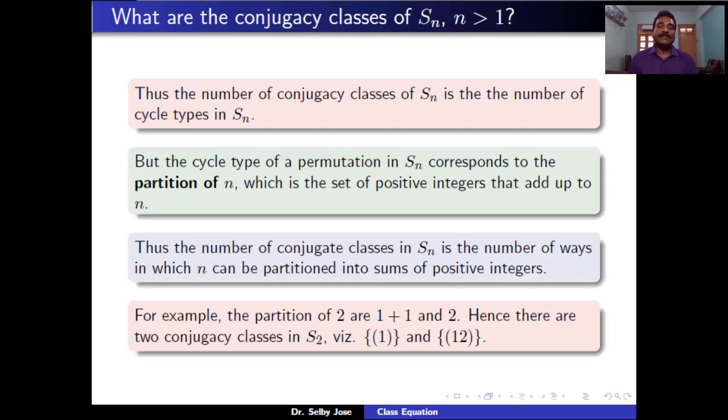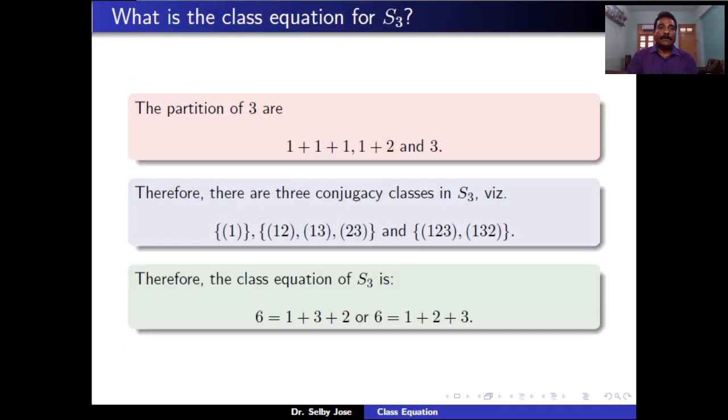For example, if N is equal to 2, there are two partitions of 2, namely 1 plus 1 and 2. Therefore, there are two conjugacy classes for S_2, namely the cycle type 1 plus 1 and the cycle type 2. That is clear. Therefore, the class equation of S_2 is 2 equals 1 plus 1. So, what is the class equation for S_3?